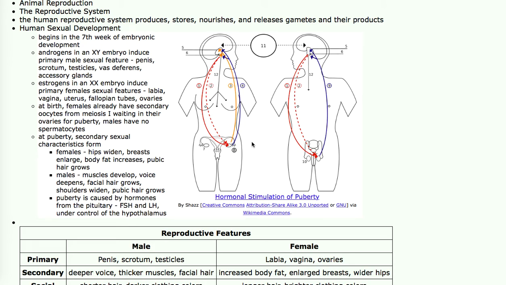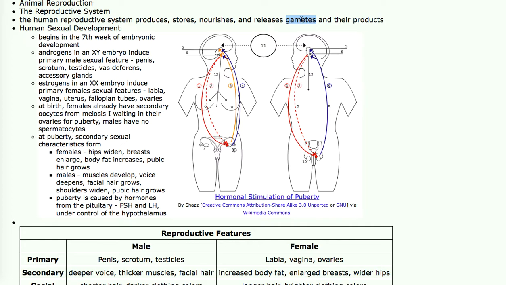Now we got to talk about human reproduction. We had to pick a species as a model, and it might as well be our own. But there are a lot of different animal species out there, and so I may mention at times how we differ from other animals, but we're going to cover human reproductive anatomy and human sexuality. The reproductive system is responsible for producing, storing, nourishing, and releasing gametes and their products. Gametes are sperm and eggs.